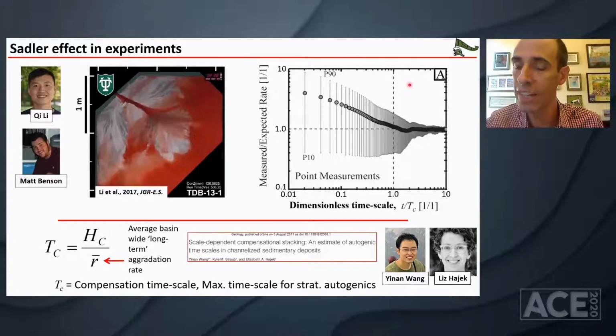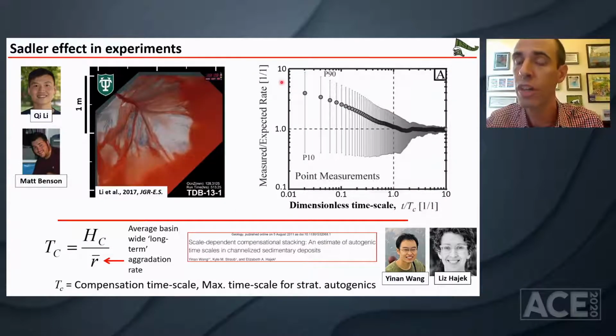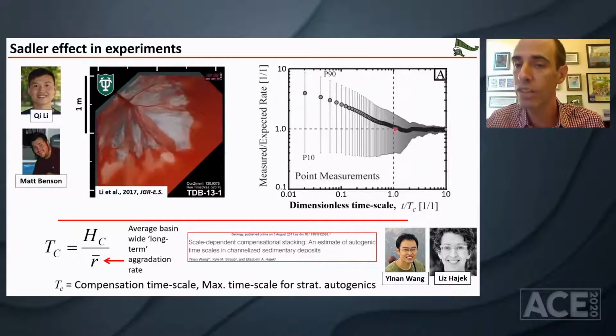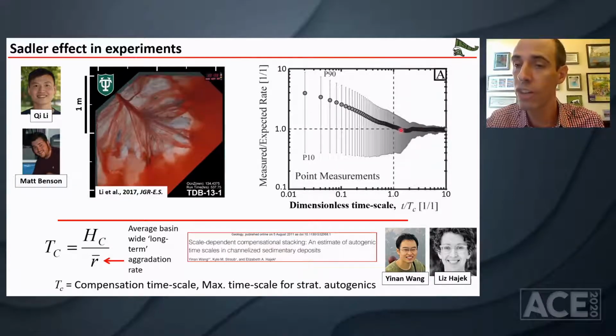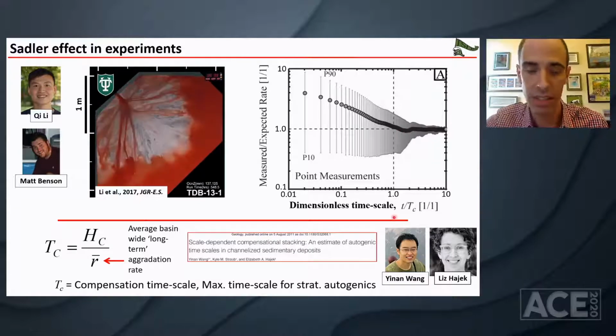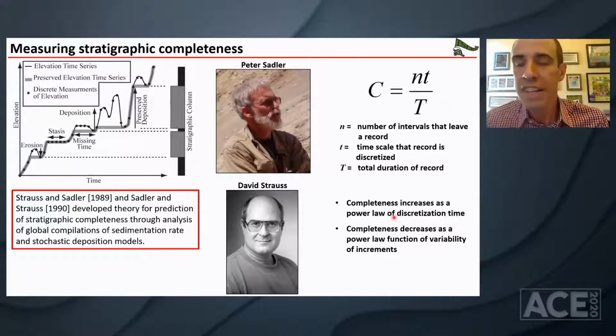So the point here is that we can predict where we transition from the Sadler effect to a portion of the Sadler effect that is not influenced by the autogenic dynamics purely by this time scale. Now this time scale, I just want to link this again back to what we think about with the completeness of the stratigraphic record.